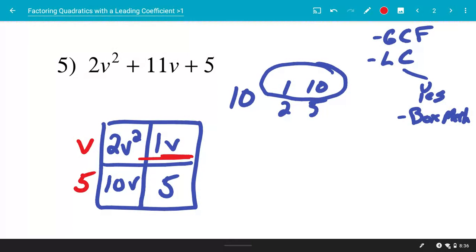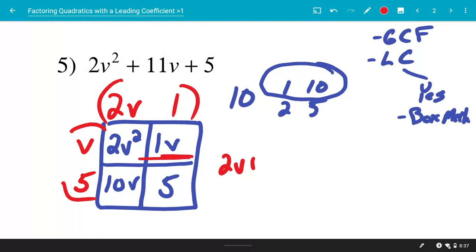What is the greatest common factor? 5. Now I do the same thing going up and down. Looking at the first one, 2v squared and 10v. I can get a v, but I could also get out a 2, right? And then finally, looking at this last one, up and down. A 1v and a 5. Just a 1. And then that is my factored form.